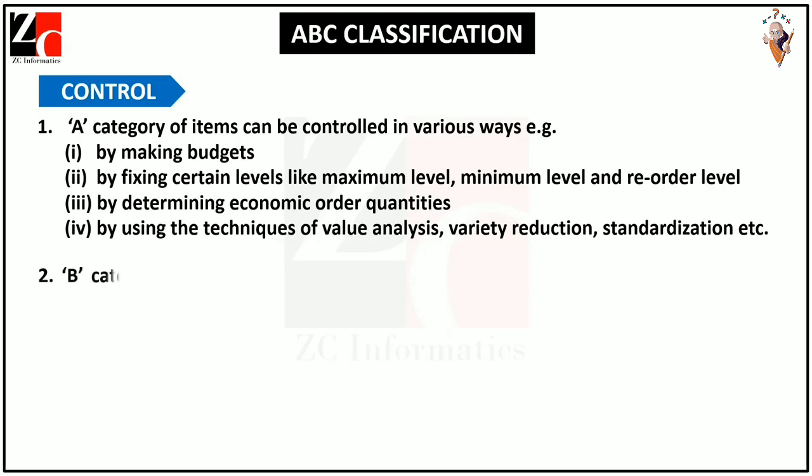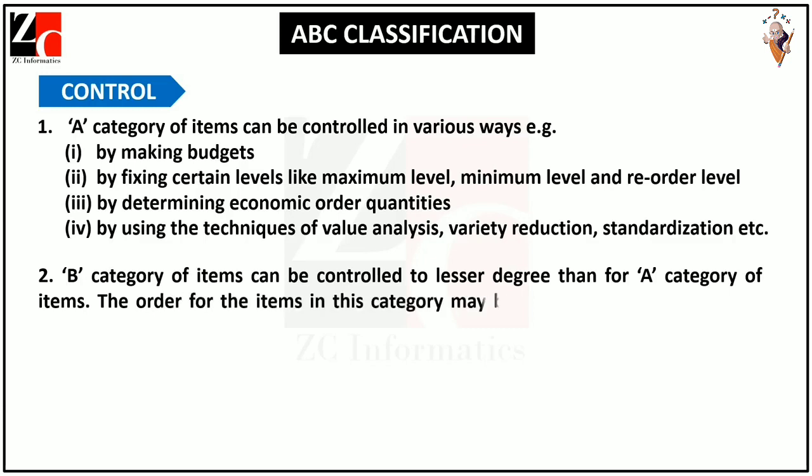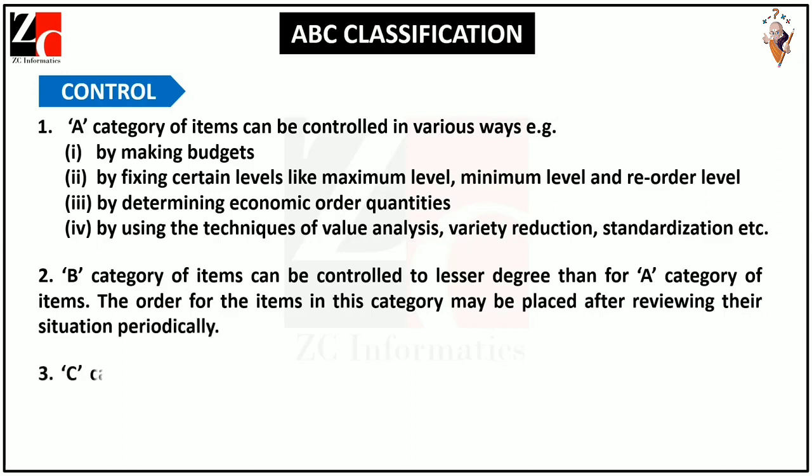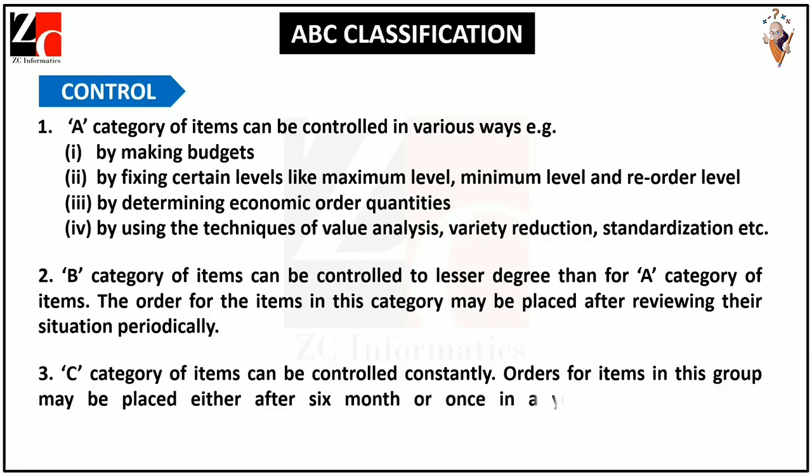Point number 2. B category of items can be controlled to less degree than for A category of items. The order for the items in the category may be placed after reviewing their situation periodically. Point number 3. C category of items can be controlled constantly. Orders for items in this group may be placed either after 6 months or once in a year after ascertaining consumption requirements.